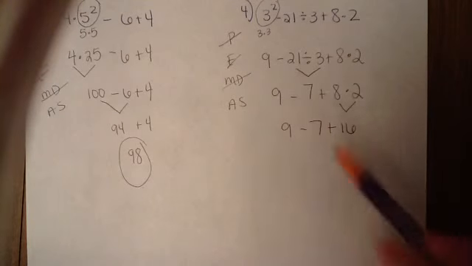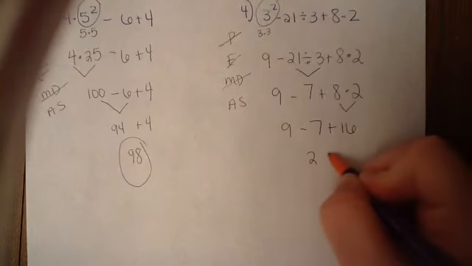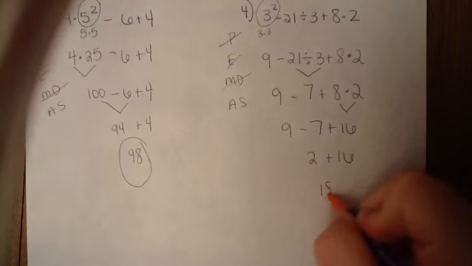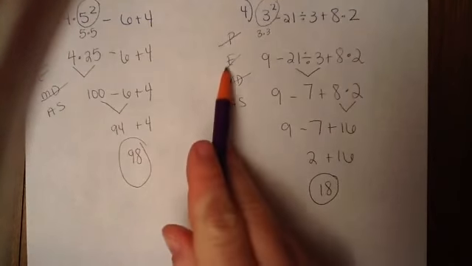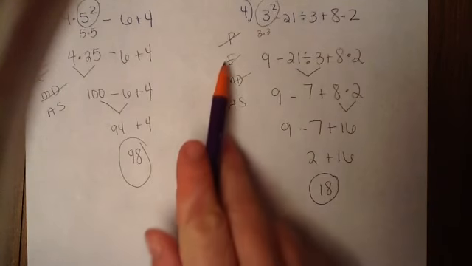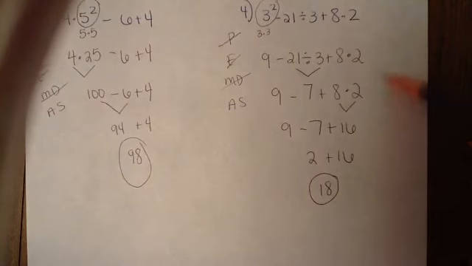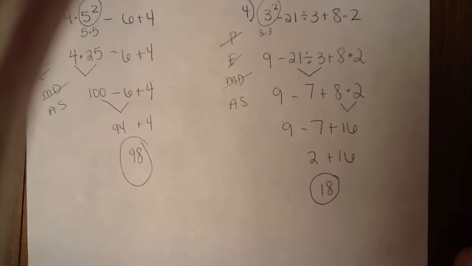Lastly, add or subtract left to right. 9 minus 7. 2 plus 16 is 18. Follow your set of order of operations. Okay. Parentheses, exponents, multiply, divide, add, subtract. Do one step at a time to show lots of work to get your final answer.